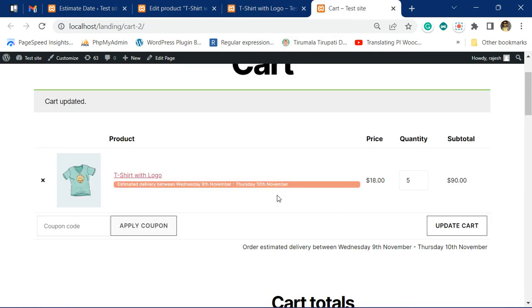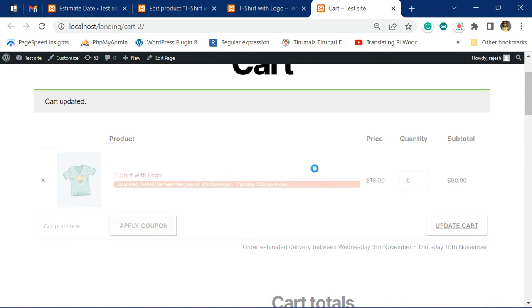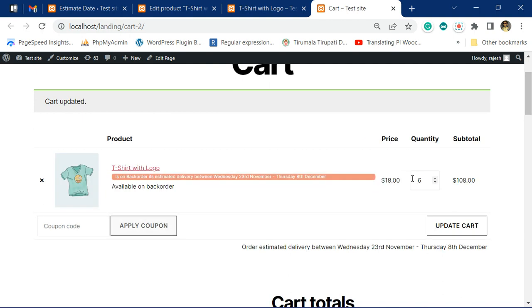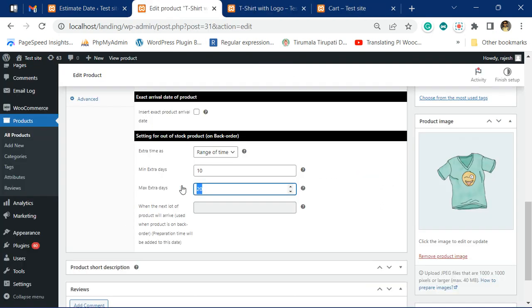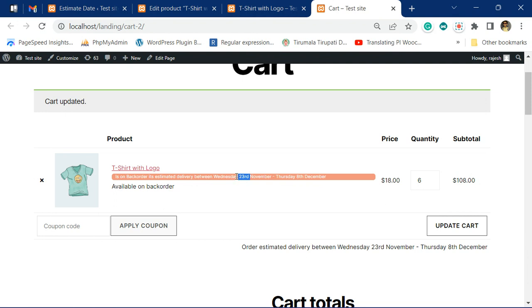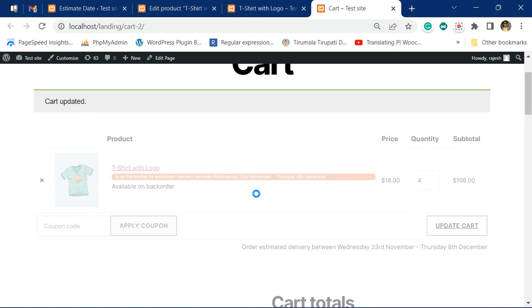Now when you go to the cart page, you will see we have already added this product in the cart page. For the 5 units which are in stock, it is showing the same estimate, that is 9 to 10 November. Now if you increase it to 6 units, since the stock quantity is up to 5 and 6 is on backorder, you can see this extra 10 and 20 days gets added, and the estimate date changes to 23rd November and 8th December. Okay, if you come back to the quantity which is available in stock, it will fall back.